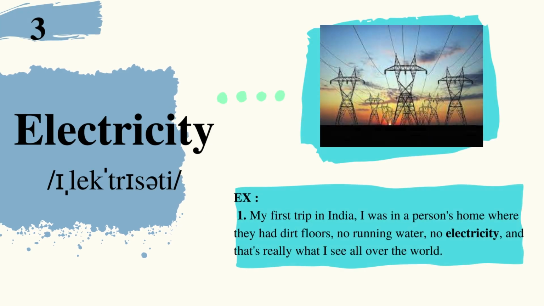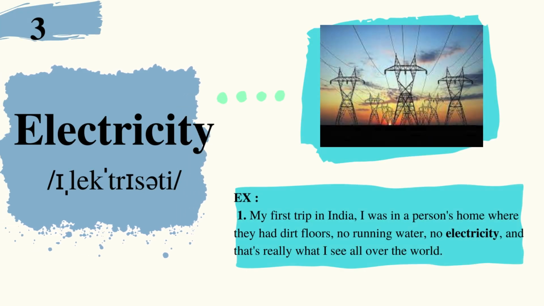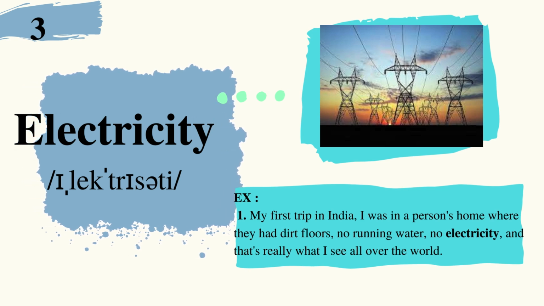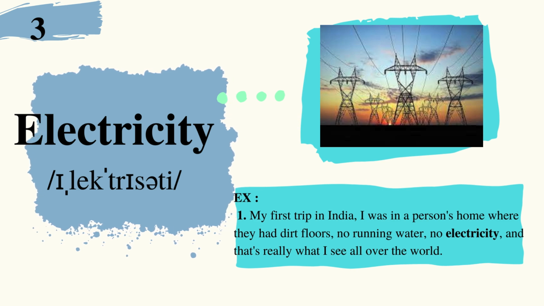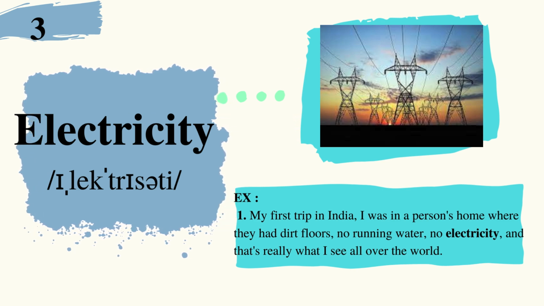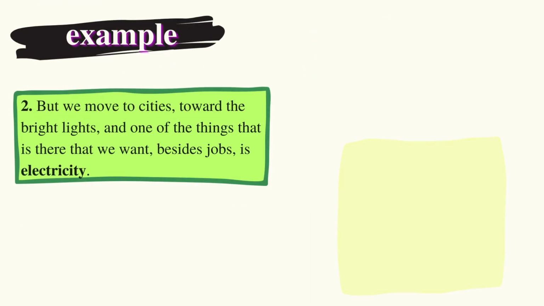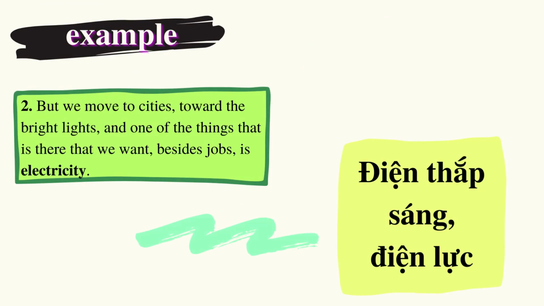3. Electricity. Example. My first trip in India, I was in a person's home where they had dirt floors, no running water, no electricity, and that's really what I see all over the world. We move to cities toward the bright lights, and one of the things that is there that we want, besides jobs, is electricity.